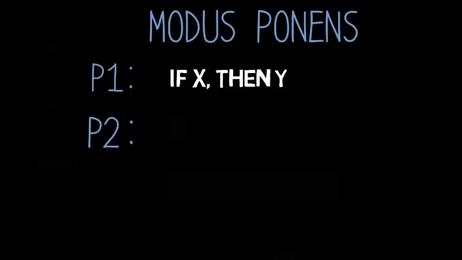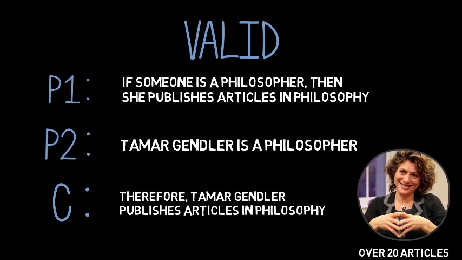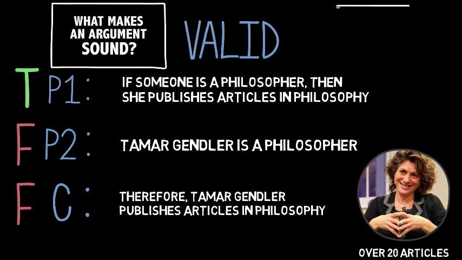This form of argument is called Modus Ponens, and it can be represented as the following. Premise 1, if X, then Y. Premise 2, X. Conclusion, therefore, Y. And this is a valid argument form. The conclusion necessarily follows from the premises. Remember though, this valid form does not mean that the premises are true. It would still be a valid argument if Tamar Gendler had decided to become a train conductor, for instance, instead of a philosopher. See the videos on soundness and validity if you have questions about this.